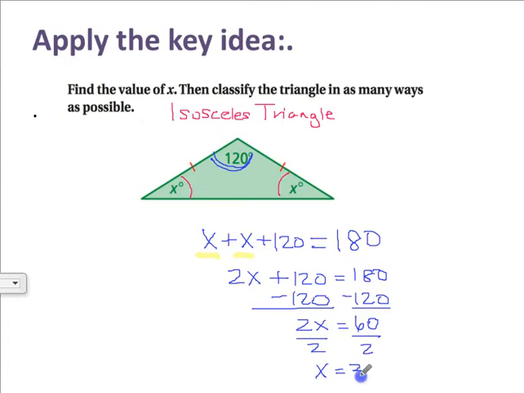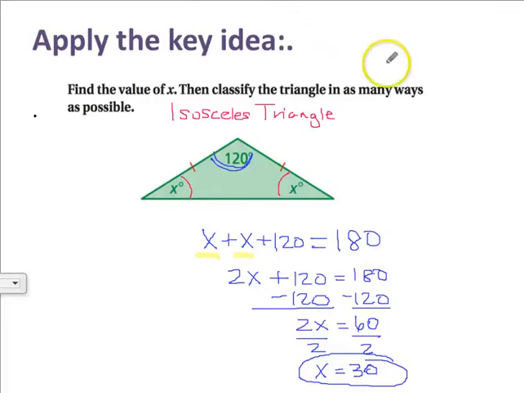60 divided by 2 is 30. So the x represents 30 degrees. And you can check your work. If you add 30 plus 120, do you get 180? 30 plus 30 is 60. Plus 120 is 180, so we knew we did that problem properly.